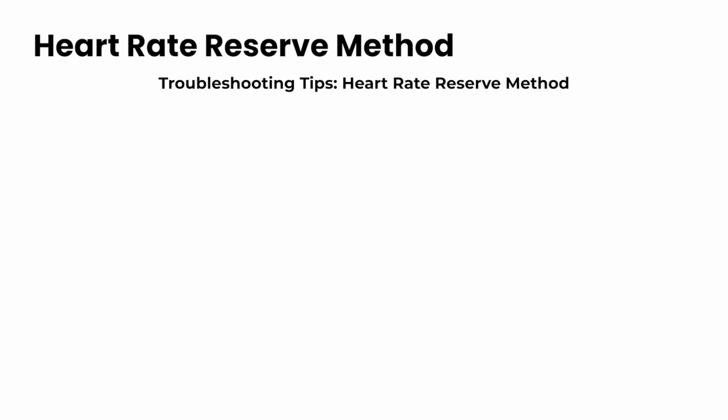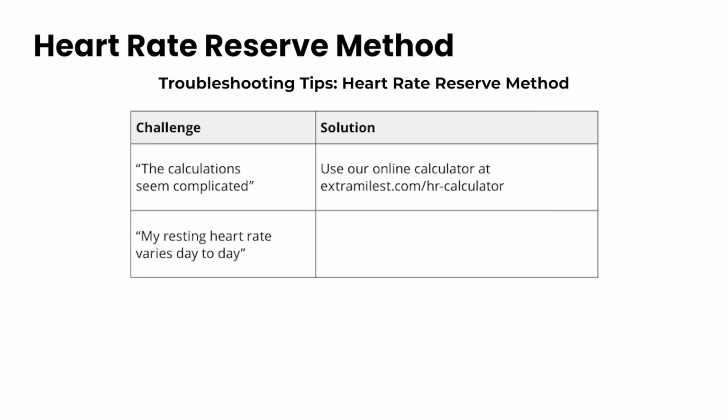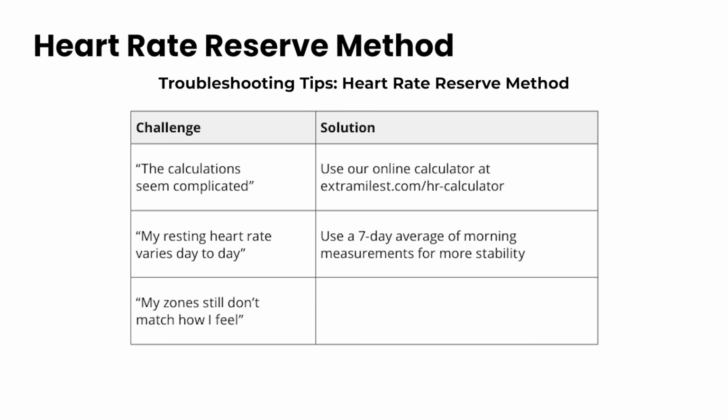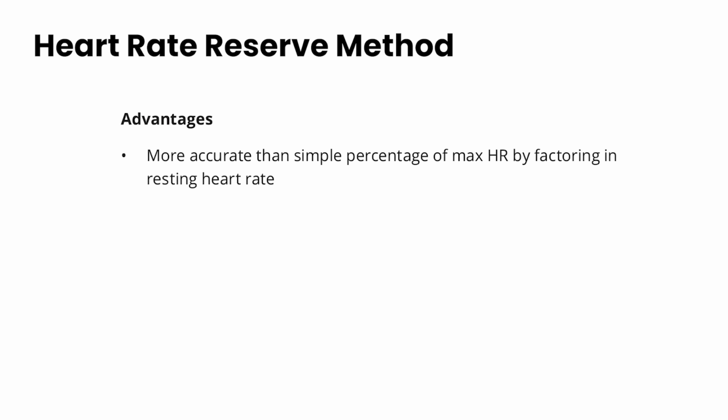Troubleshooting heart rate reserve method. Challenge: the calculation seems complicated. Solution: use our online calculator at extramileage.com/HR-calculator. My resting heart rate varies during the day. Use a 7-day average of morning measurements for more stability. My zones still don't match how I feel. Your true max heart rate may differ from estimates. Consider a field test.